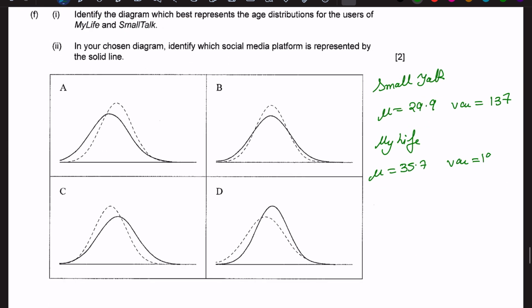Now, higher variance means a lower height, and a bigger mu means the curve is shifted to the right. So we have to identify a curve whose height is low and shifted to the right. If I check this solid line, its height is smaller than that of the dotted line, right? And the midpoint is shifted to the right compared to the left one, so I'm pretty sure C is the answer here. The solid line is MyLife.